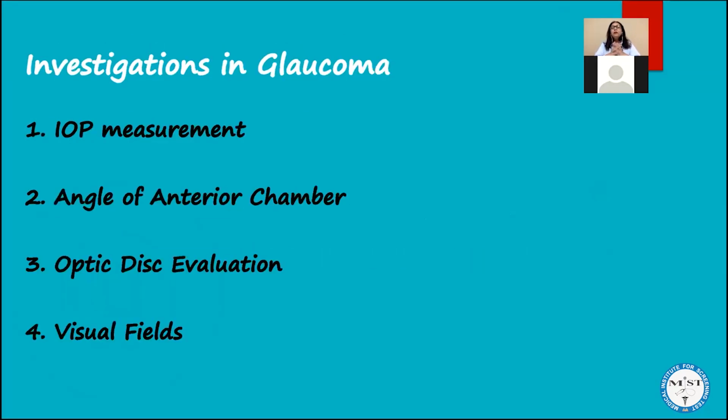So when I want to diagnose glaucoma, when I want to classify glaucoma, that which type of glaucoma it is, and when I want to manage a case of glaucoma, there are 4 investigations or examination methods which I need to do, okay, so that I can manage the patient accordingly. What are these 4 things? One is your intraocular pressure measurement, okay, because I have to know what the intraocular pressure is. Second is your examination of the angle of anterior chamber.